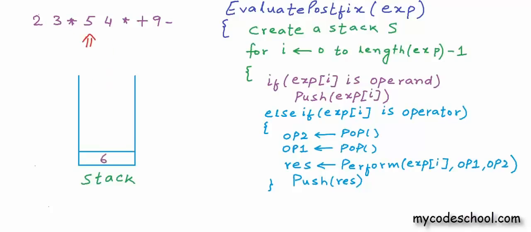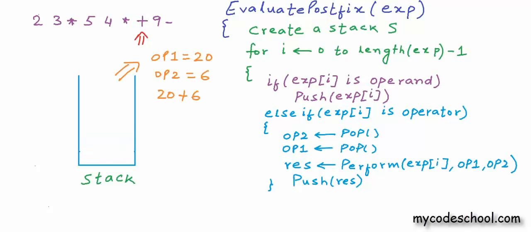Now we will move to the next entity, which is an operand. It will go onto the stack. Next, 4 will also go onto the stack. And now we have this multiplication. So we will perform 2 pop operations. After this operation is performed, the result will be pushed back. Next we have addition. So we will go on like this.